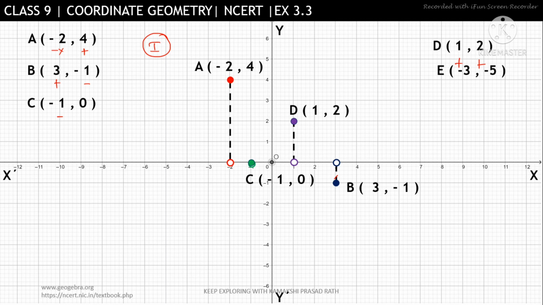So what is -3? Again we have to move from the origin towards -3 along the x-axis. You can see here -3 along the x-axis, that is the negative x-axis. So towards the negative direction we have moved 3 units and reached -3. Then from there again 5 units we have to move along the y-axis but towards the negative direction. You can see this, towards the negative direction, and we reach this point E (-3, -5).